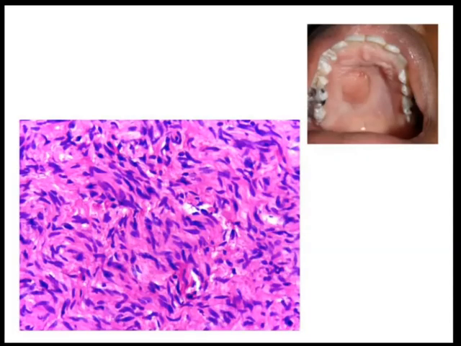So this is a clinical pic to the right hand corner. To the left is a histopathological pic wherein you can see spindle shaped cells with wavy nuclei.